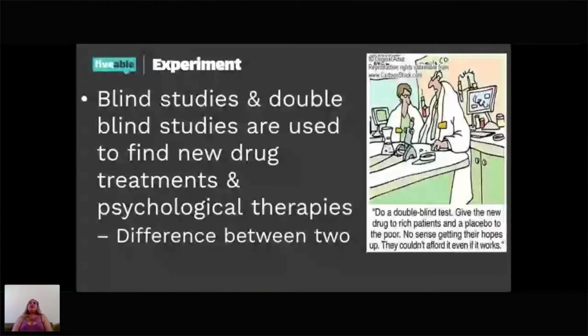Okay. So a blind study is when they conduct an experiment where either the participant or the experimenter doesn't know. The participant doesn't know, that's a blind study. Okay, the double blind is the experimenter.